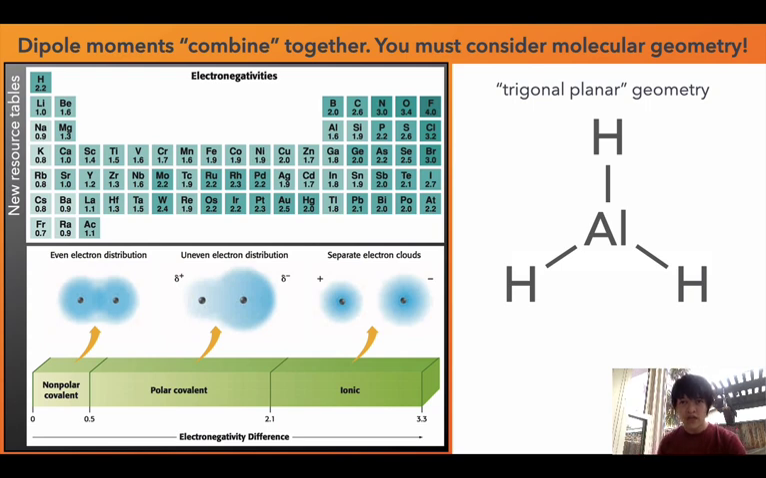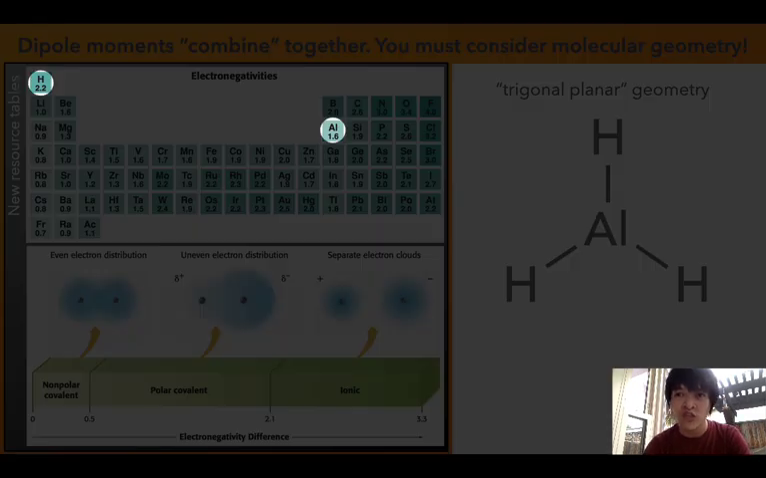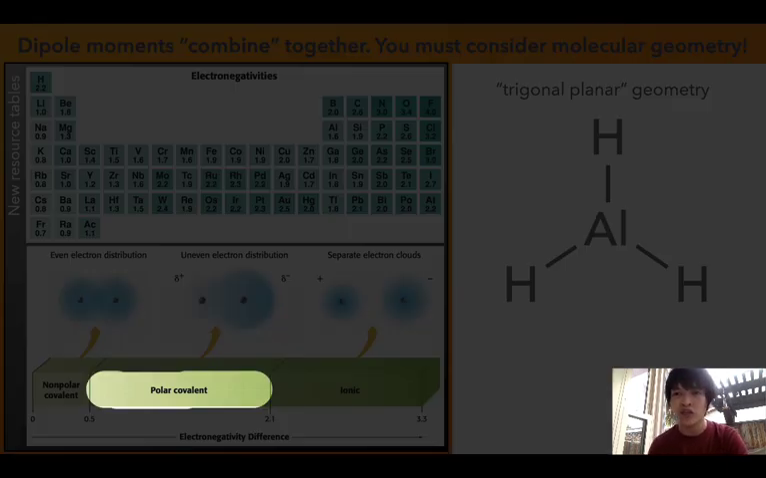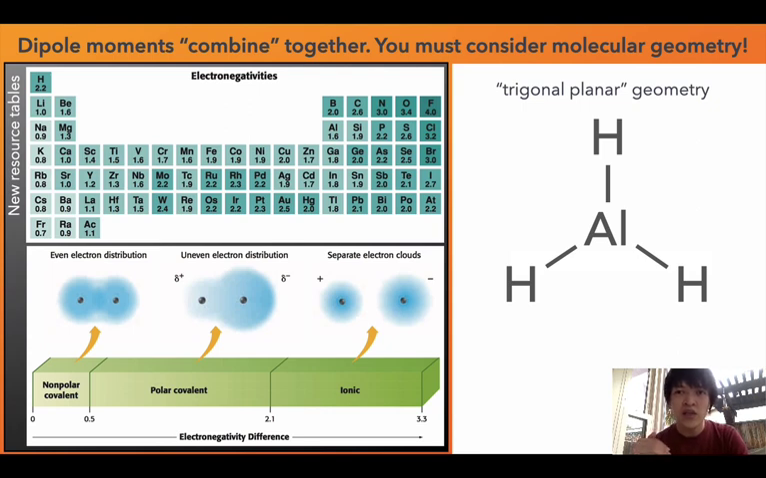We have a molecule with a trigonal planar geometry now. So let's calculate the electronegativity difference between aluminum and hydrogen. It's going to be 0.6, which falls under the polar covalent section. So let's draw the dipole moment arrows that point towards the more electronegative atom for each of these bonds. Hydrogen is going to be the more electronegative atom for each of these bonds, so we should draw an arrow pointing towards the hydrogen for each of these bonds.